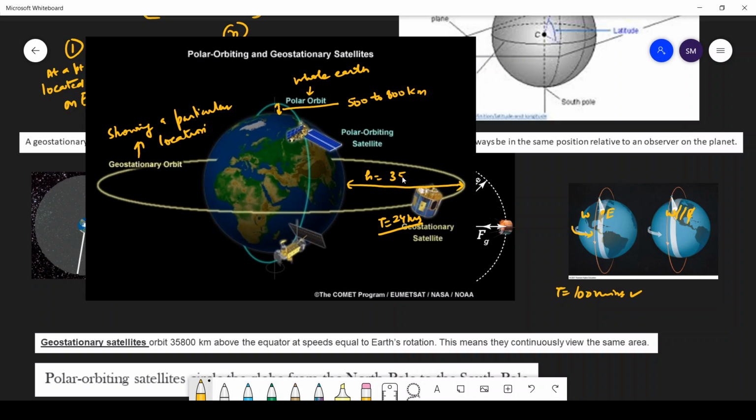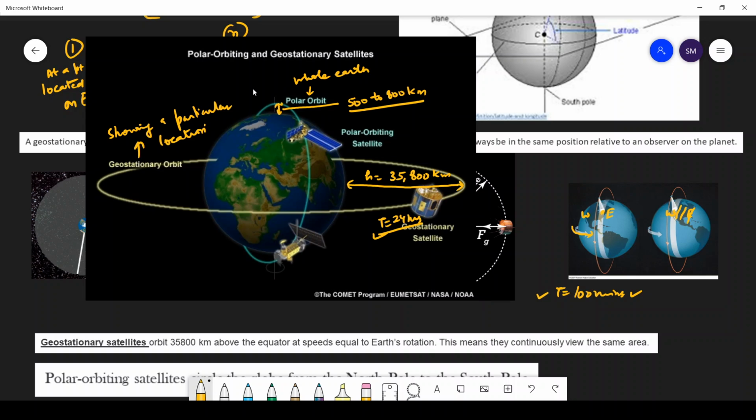Now I was talking about this altitude, this height from the surface of earth, that is 35,800 kilometers. So see the difference, students. Here the height from the surface of earth for the polar satellite is 500 to 800 kilometers, and it is around 35,000 for geostationary. So how many times more? Around 50 times more is the altitude of the geostationary satellite. I hope you have understood. So time is also different for them.